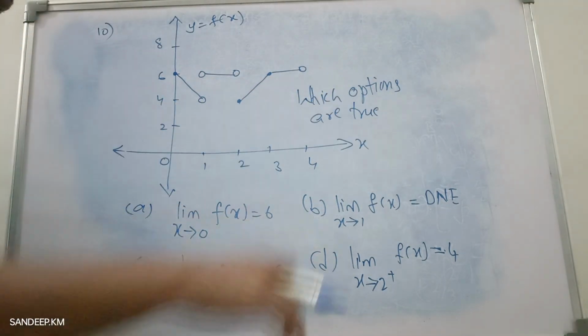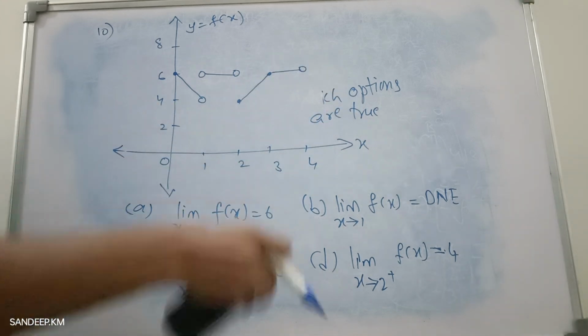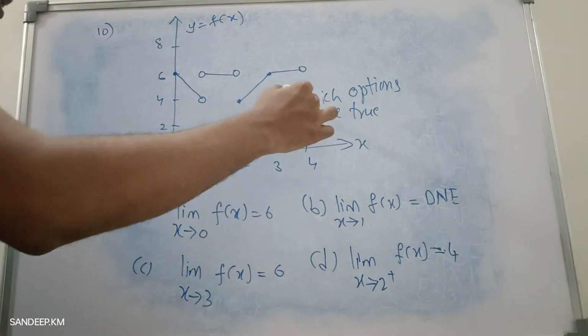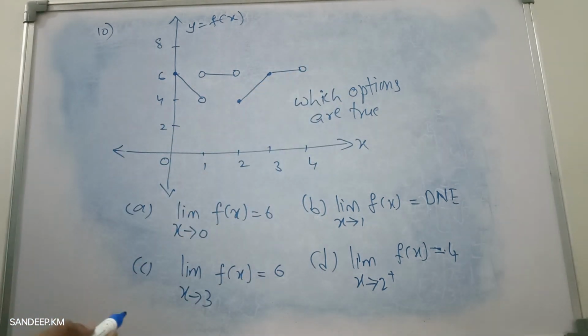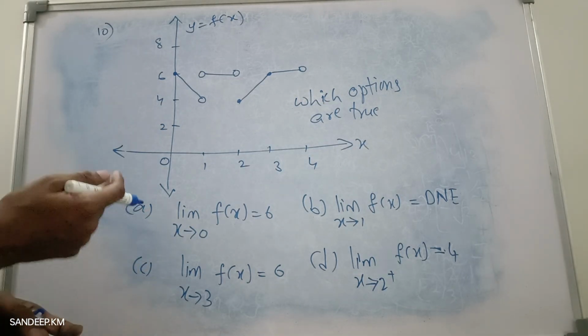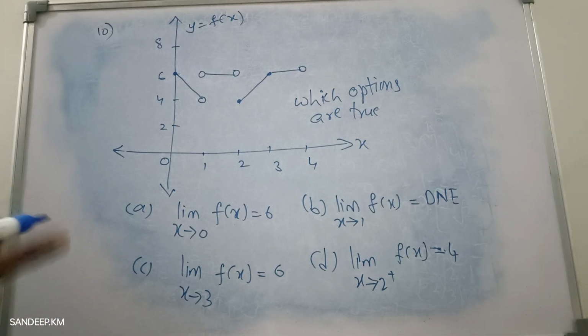So I'm saying that it can be single correct or it can be multiple correct also. More than one correct answer is also possible. First you try it, look at the graph and you try it. Once you have completed answering it, now let us see our explanation. So what is our explanation?